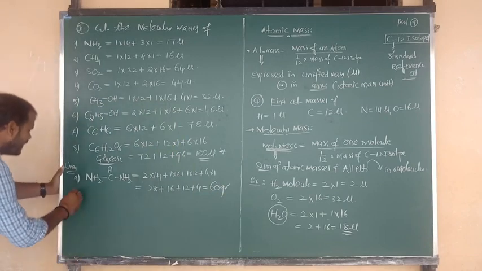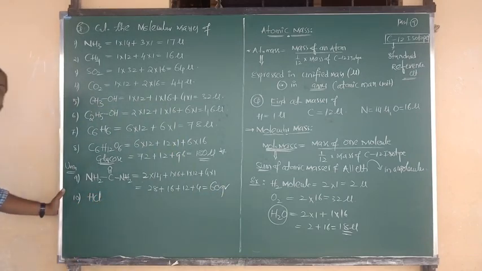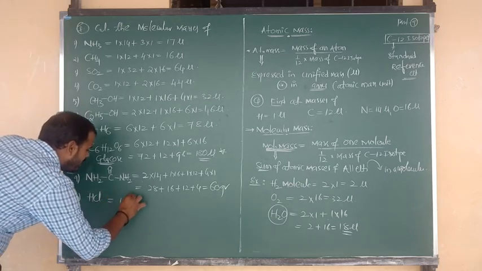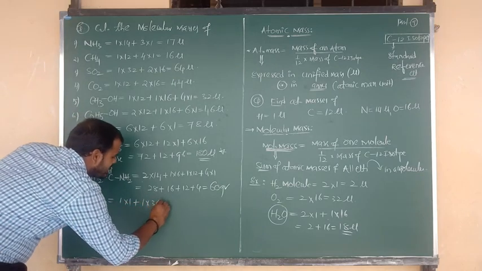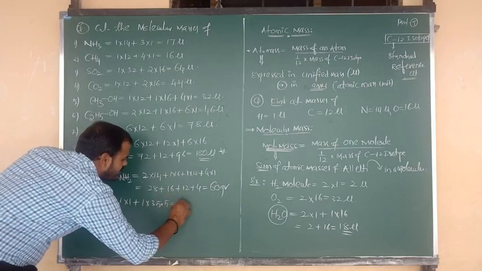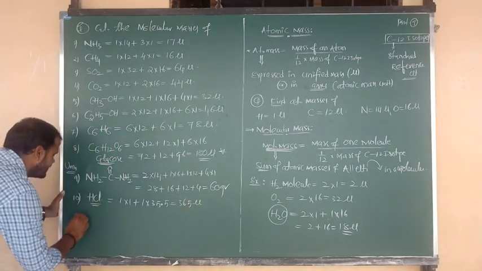Okay, good. So the next compound I am going to tell you is HCl, hydrochloric acid. So one hydrogen contains 1 into 1, plus 1 chlorine is there. Chlorine mass is 35.5 atomic mass. So the total answer is 36.5 units. That is the mass of HCl.